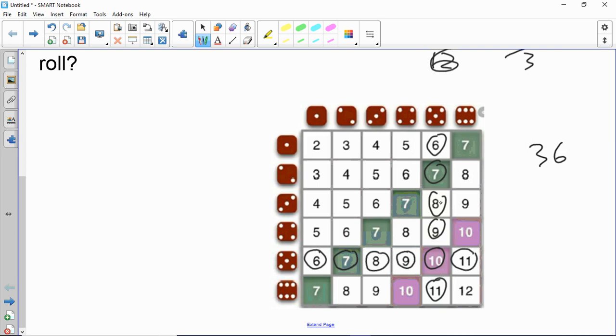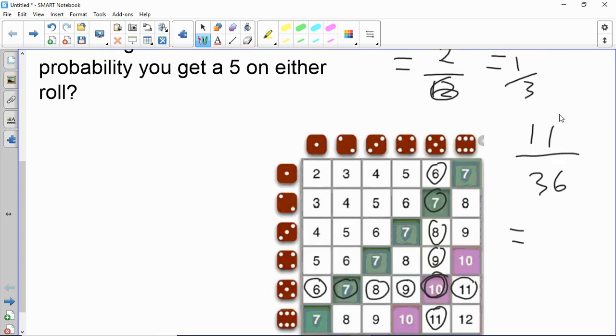Well, there are 1, 2, 3, 4, 5, 6, 7, 8, 9, 10, 11. Let me start again. I apologize. There are 6 plus 5, 11 outcomes where that happens. Not 12, because I can't count this one twice. So 11 out of 36, which is not quite a third. 12 out of 36 would be a third.